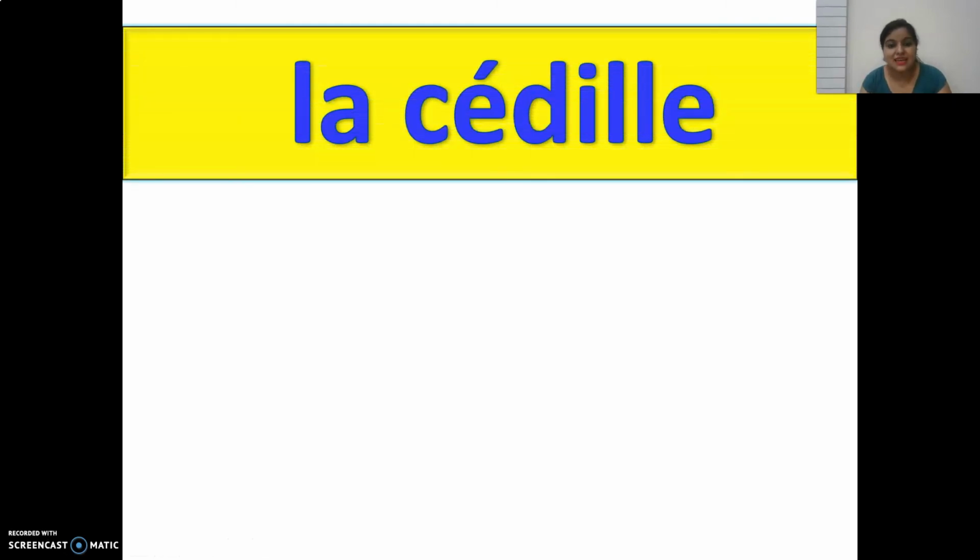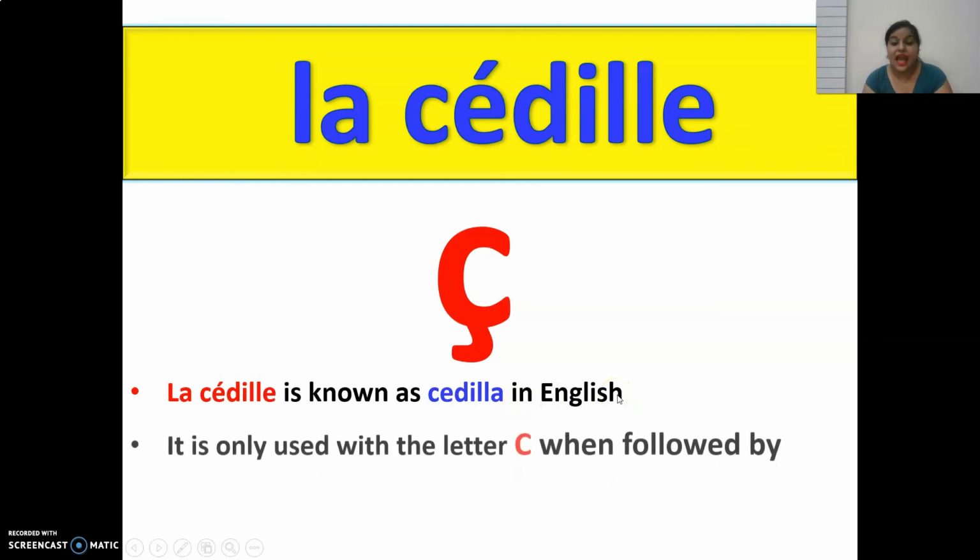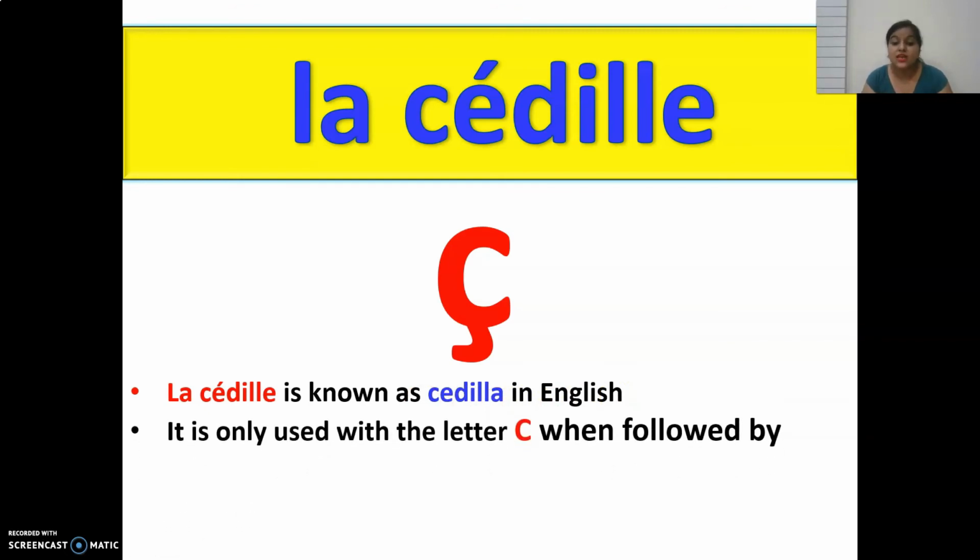Now let's learn the last accent, that is la cédille. So how does it look? It looks like the sign that you can see under C, that is cédille. So let's learn about cédille. La cédille is known as cedilla in English. It is only and only used under the letter C, and when the letter C is followed by a vowel, that is A, O and U.